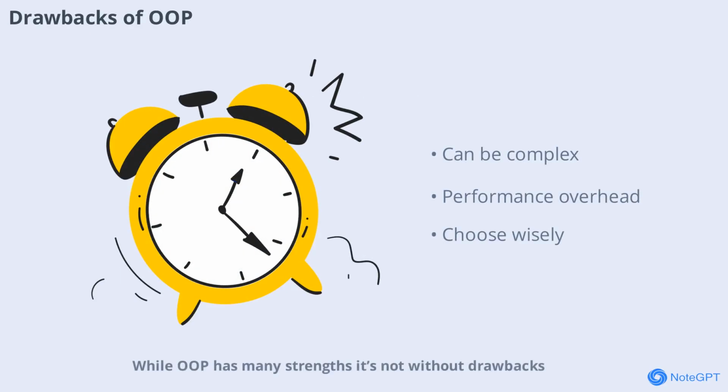While OOP has many strengths, it's not without drawbacks. OOP can introduce complexity, especially in large systems with deep inheritance hierarchies. It may also lead to performance overhead due to abstraction layers. Understanding these limitations helps you make informed decisions about when and how to use OOP effectively.